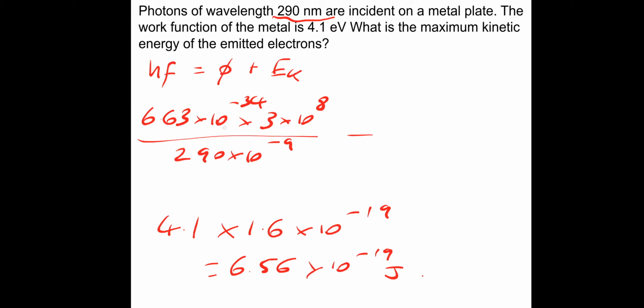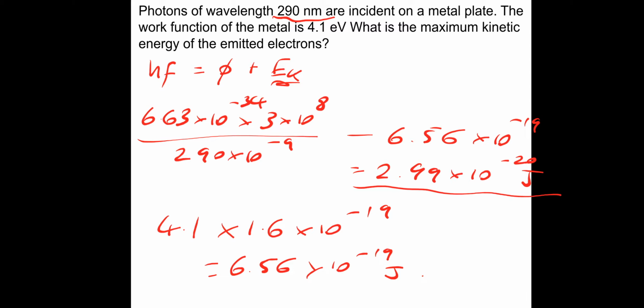Then we just need to do the hc over lambda from earlier and subtract the work function, the 6.56 times 10 to the minus 19. And that will leave us with the kinetic energy. So in your calculator, that'll give you a kinetic energy of 2.99 times 10 to the minus 20 joules.